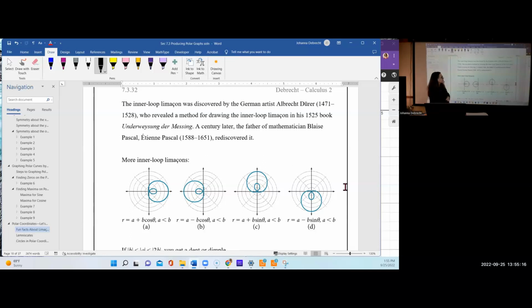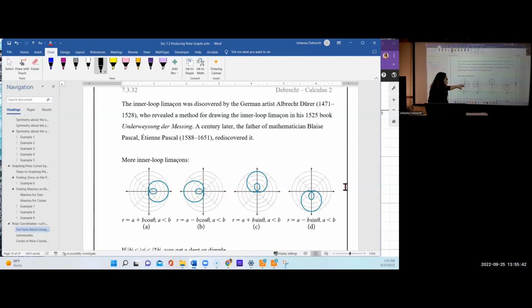Etienne Pascal, the father of Blaise Pascal, rediscovered it sometime in the late 16th century, 17th century. So here are different limacons. These are all inner loop limacons. So we know that the magnitude of A is less than the magnitude of B, and A divided by B doesn't fit between 1 and 2.